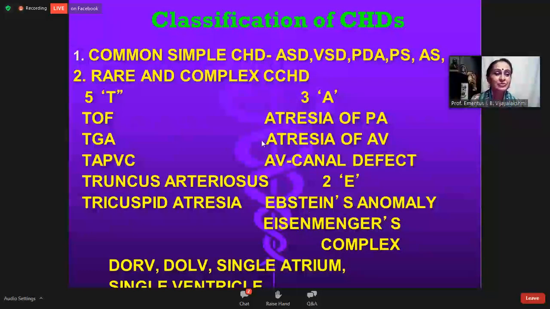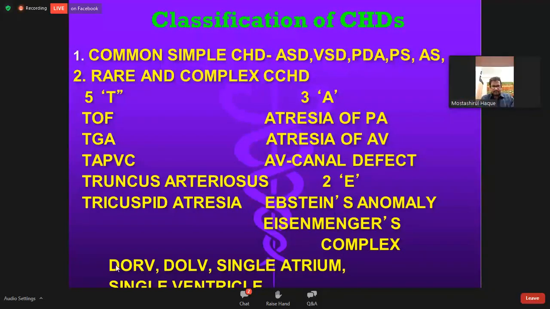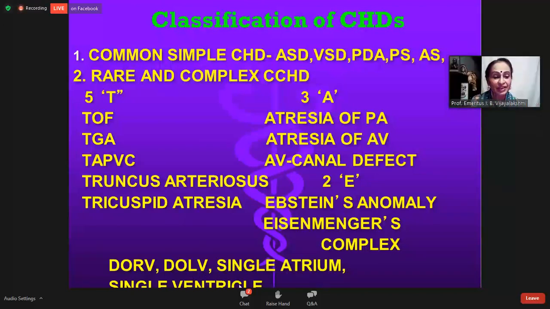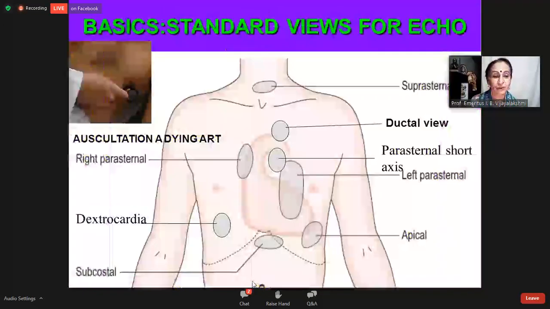Now you know the classification, simple ASD, VSD, PDA, you all know about it. The rare complex ones, I remember 5 T's and 3 A's and 2 E's, and miscellaneous are DORV, DOLV, single atrium, single ventricle, those are the things.